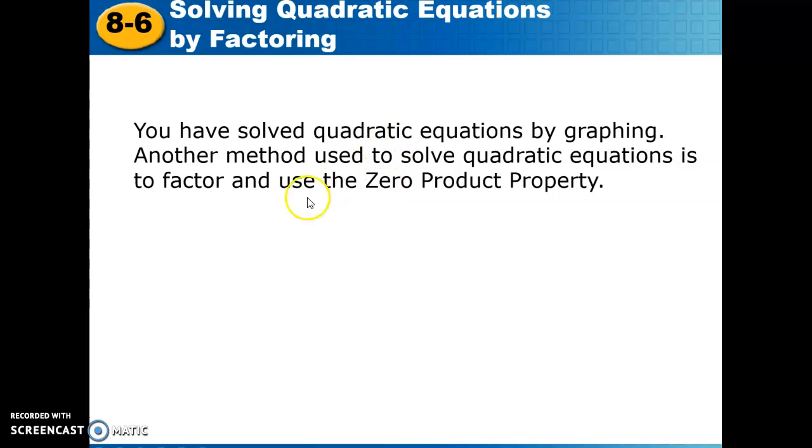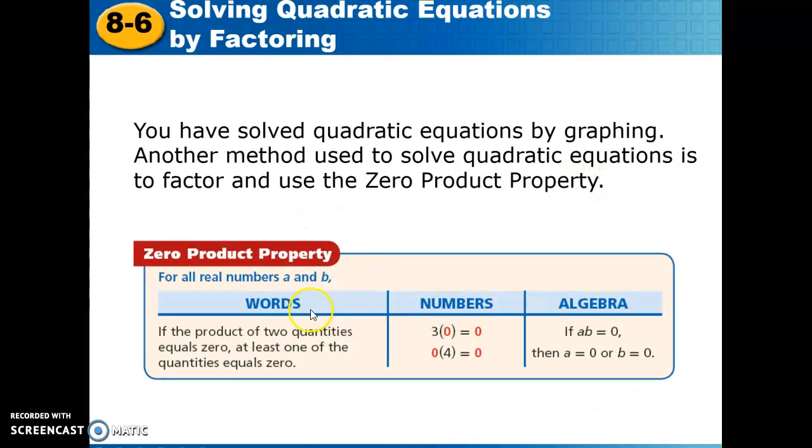If we take a look here, the first thing you need to learn is something called the zero product property. We are going to use that property to solve quadratic equations. Basically, if you have 2 numbers and you multiply them together and the product is 0, you can find what those values are. We know that 3 times 0 equals 0, or 0 times any number is 0, right?